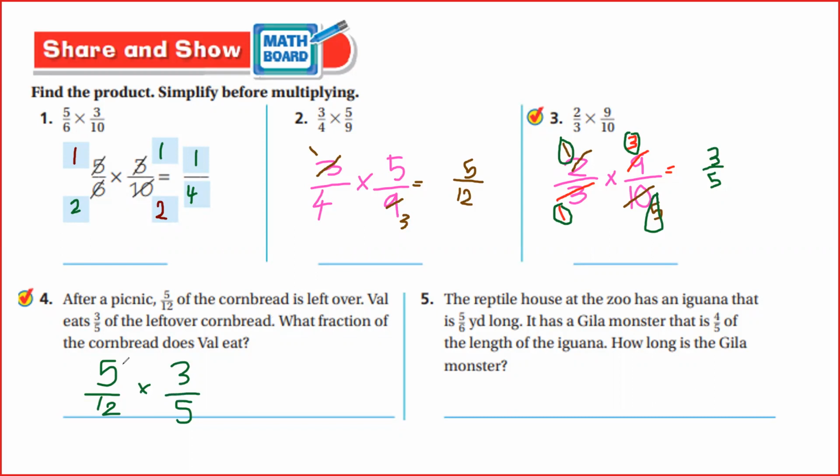Bravo. 5 is 25. No, don't multiply. Think about a factor that can be divided by 5. Bravo. 5 divided by 5 is 1. 5 divided by 5 is 1. Bravo. Now 3 and 12.